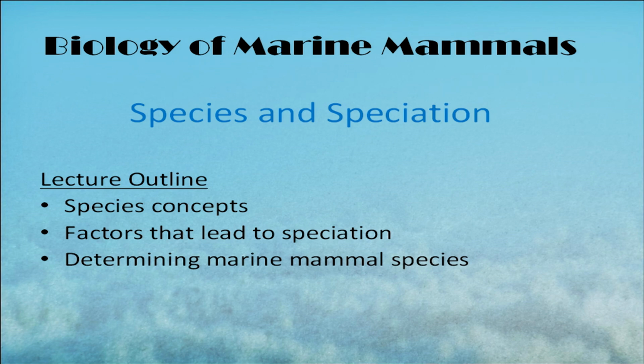Then we'll go ahead and look at some of the factors that actually lead to speciation. Speciation is the process by which a new species is formed by way of evolution. And finally, we'll take a look at some of the methods and issues with determining the correct number of marine mammal species.